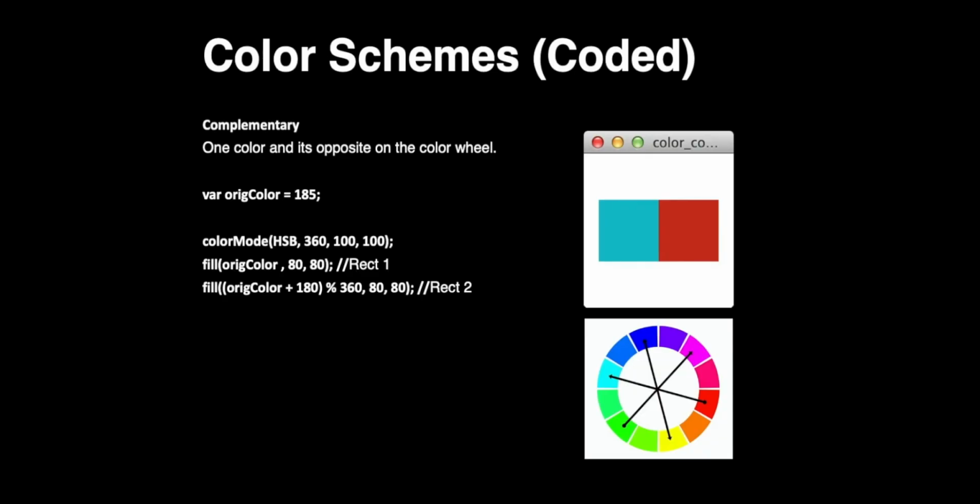So the next color scheme we're going to talk about is complementary colors. So a complementary color is starting with one color on the color wheel, one hue value on the color wheel, and finding its complement 180 degrees to the other side.